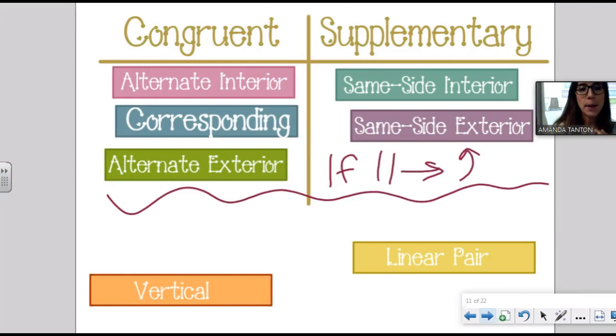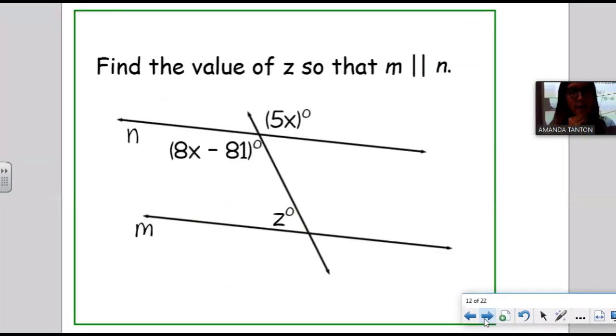Our lines have to be parallel for alternate interior angles to be congruent, for same side exterior angles to be supplementary. These down here, vertical angles are congruent no matter what. And angles that form a linear pair are supplementary no matter what. So they don't depend on lines being parallel. So with that knowledge right there, we can solve a problem like this.